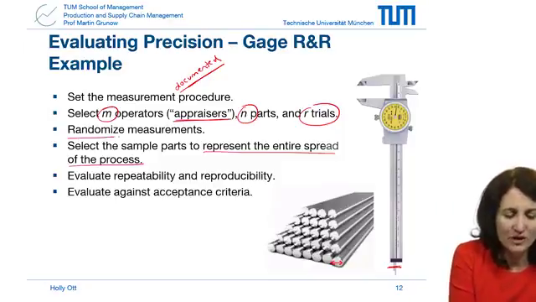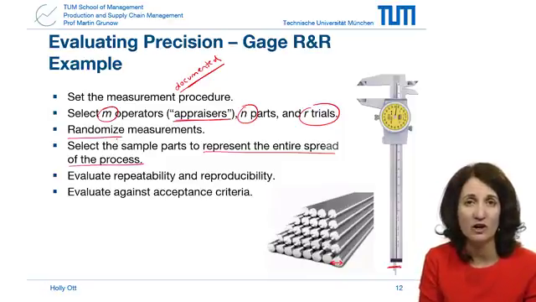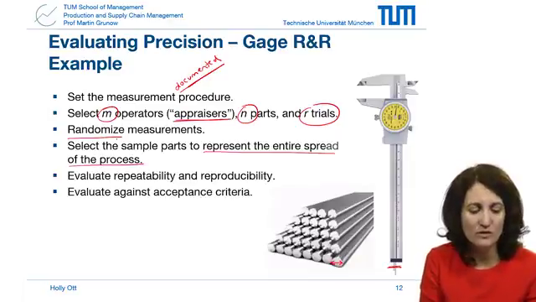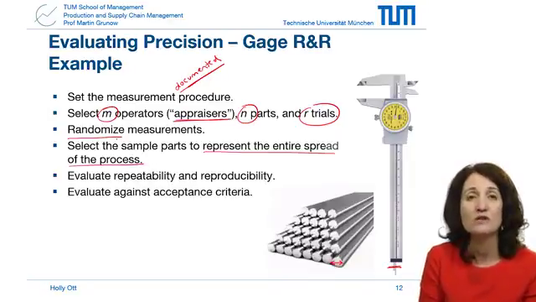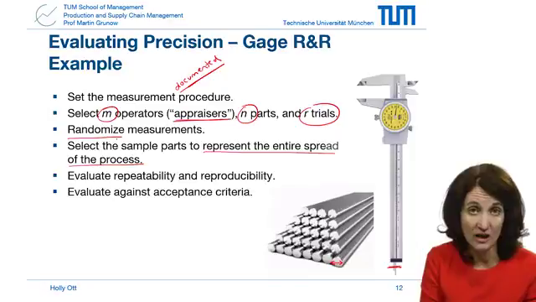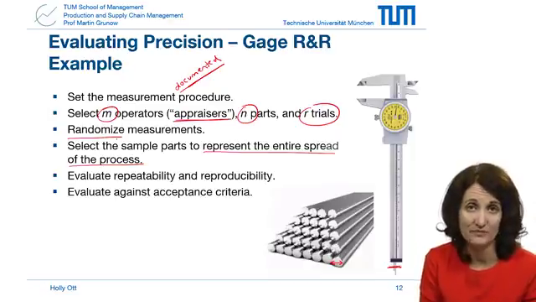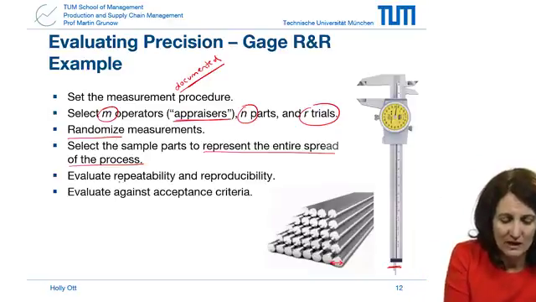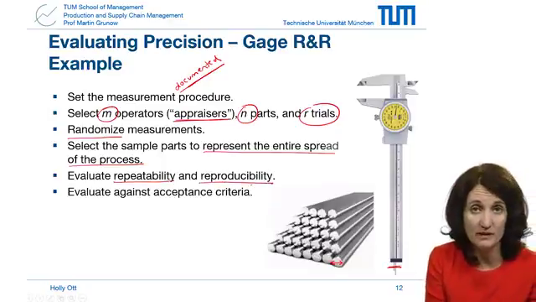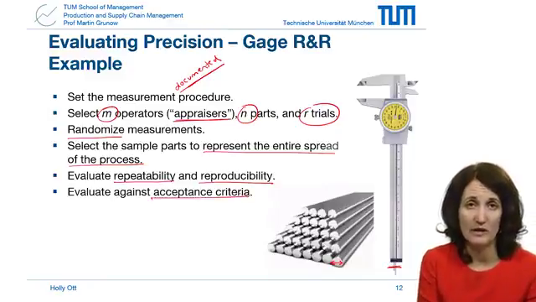You want to randomize your measurements, make sure there's no other factor. So each part by each operator for the R trials should be randomized. And of course, if you have a larger number of parts and more readings or more operators, more appraisers, you'll have a higher confidence in the results that you get. But these numbers have to be balanced with the time, the cost, and the disruption of your production system. We then want to compute key statistics to evaluate the repeatability and the reproducibility. And then you evaluate these against acceptance criteria. So we'll look at that as well.